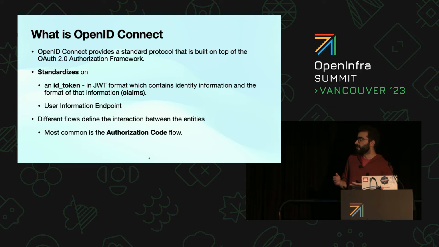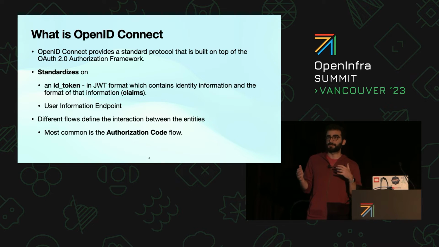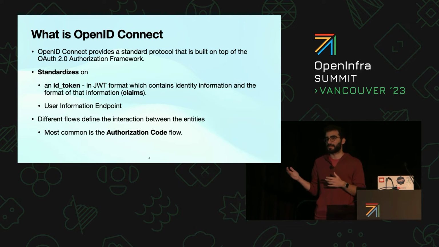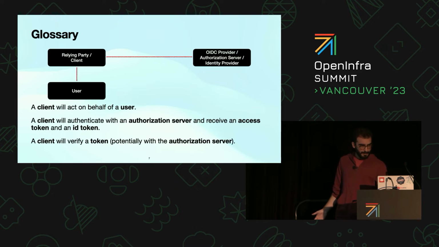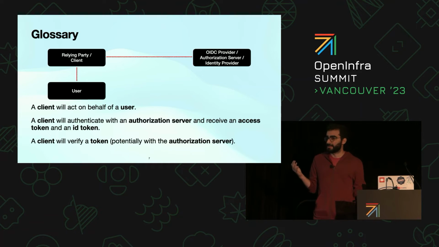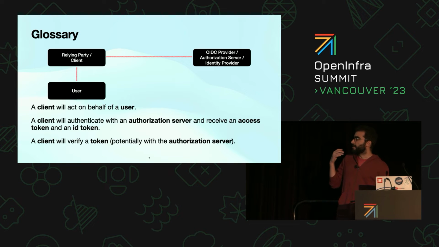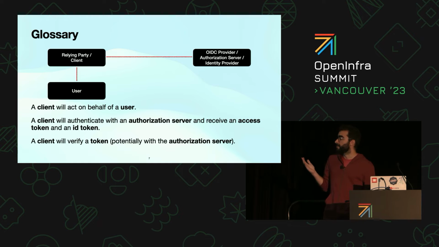There's also different flows that define the interaction between the entities. So in this case, the most common flow that happens, especially in the screens that we saw before, is the authorization code flow. And the entities that usually take part in this interaction are a user, the relying party or the client, which will act on behalf of the user.